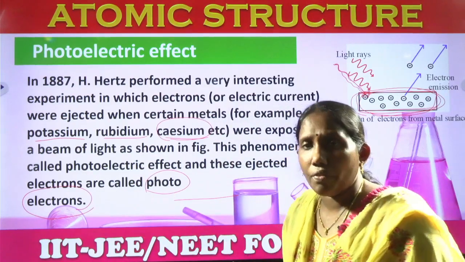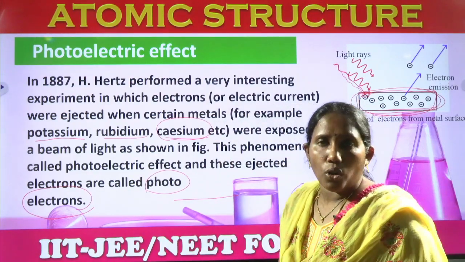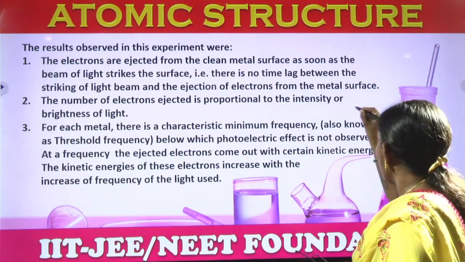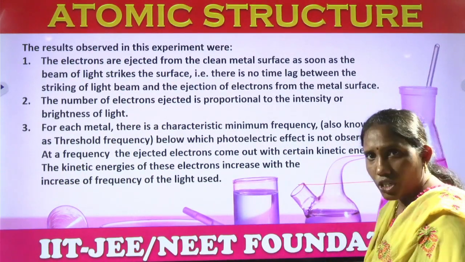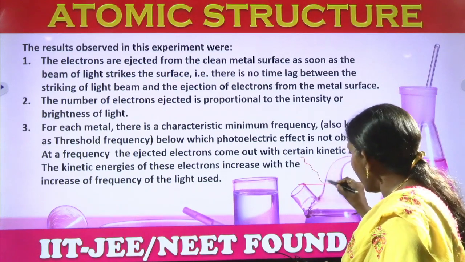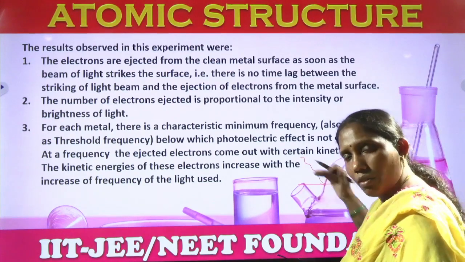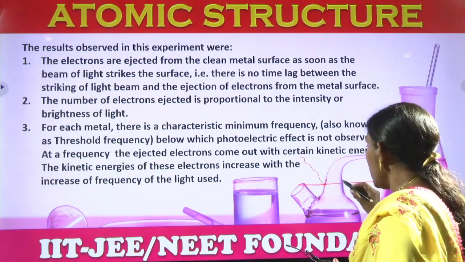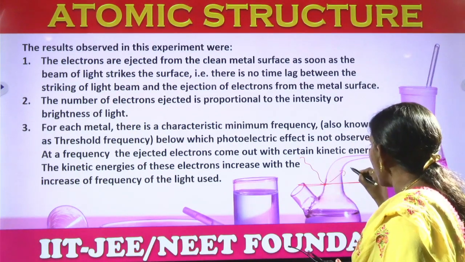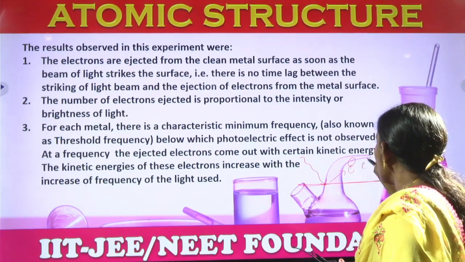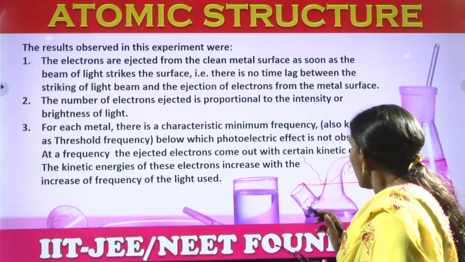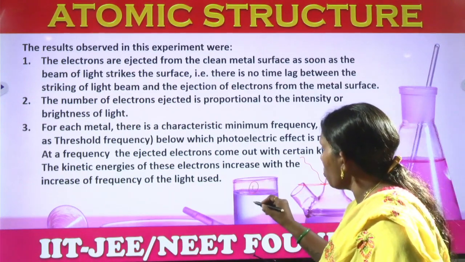Why is the ejection of electrons taking place? See here, what we observed through this experiment: when we take one metal sheet, and particular light rays are propagated or fall on this metal sheet, then some ejection of electrons takes place with certain speed, that is called kinetic energy. So before going to that, we should know two points.